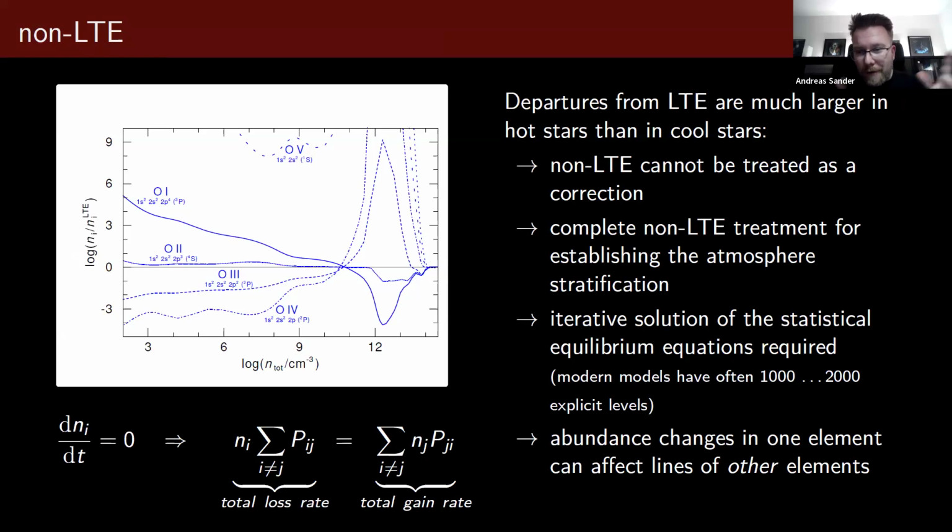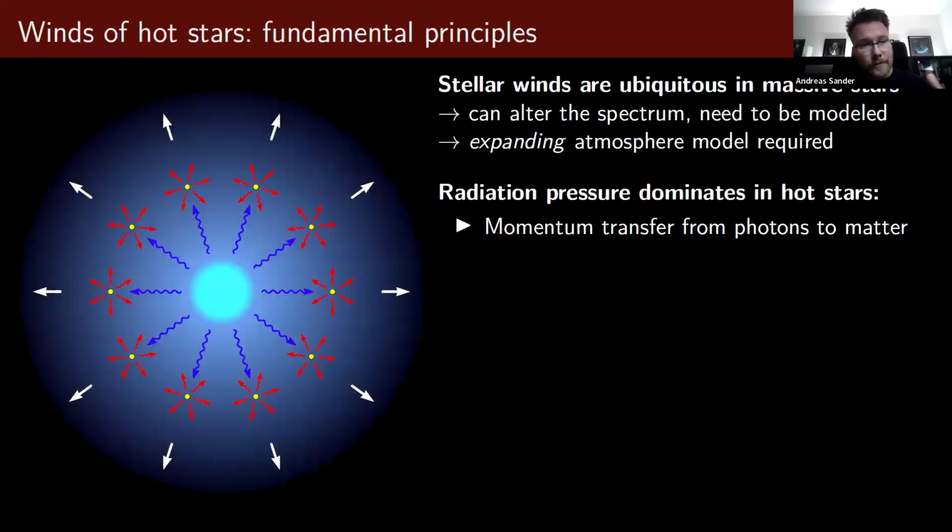Modern models usually have around 1,000, 2,000, maybe a bit more explicit levels. And in particular, abundance changes in one element can affect lines of other elements. That's not necessarily true for all elements, especially the ones with low abundances, but I just talked about iron. So if you include or not include iron in your model will have a significant effect, and we cannot calculate realistic hot star models, for example, without considering iron already during the iteration.